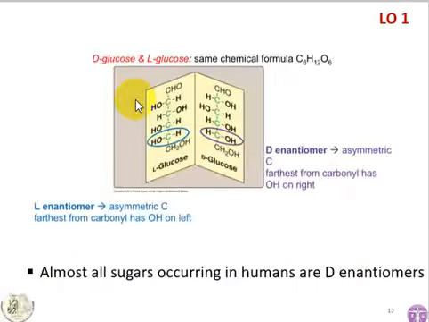The isomerism of monosaccharides is either D or L isomerism, and this depends on the orientation of the hydroxyl group that is attached to the carbon atom before the last one. So if the hydroxyl group is present on the right side, it is D-glucose. If it is oriented on the left side, it is L-glucose. Almost all sugars occurring in humans are D-glucose.